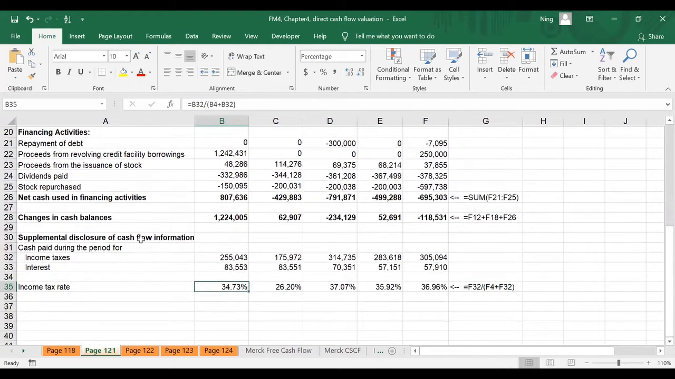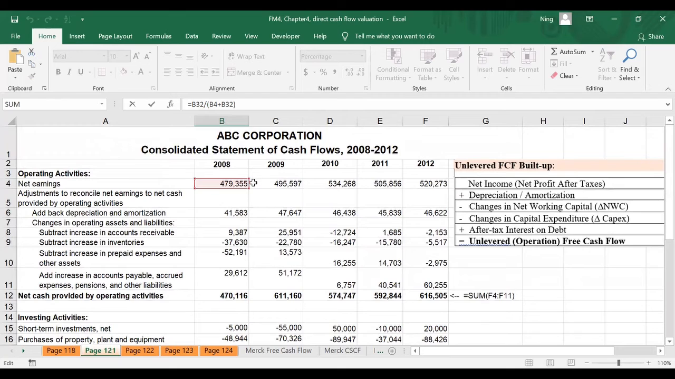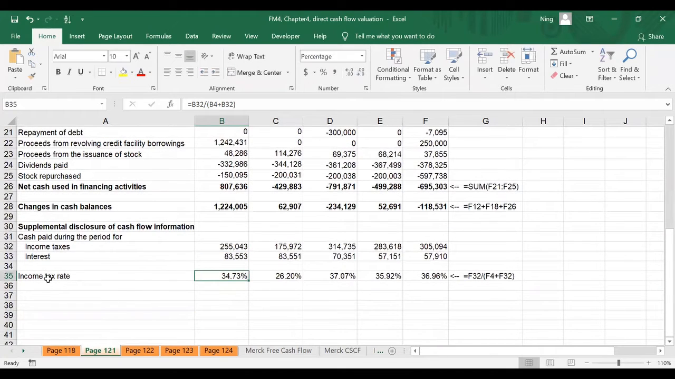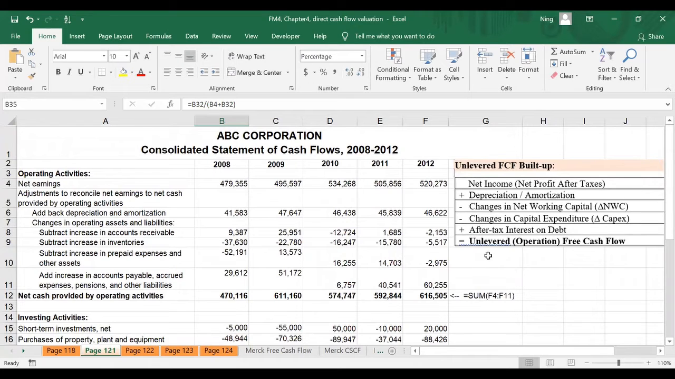Under the supplemental disclosure of cash flow information, we have income taxes and the net interest on debt. And from those two variables, we can estimate what is the income tax rate, which is equivalent to using the total income taxes divided by income taxes plus net earnings. And once we estimated what is the tax rate, then we can use the tax rate on net interest to compute what is the amount of after-tax interest on debt, which is the last variable we need for calculating unlevered free cash flow.